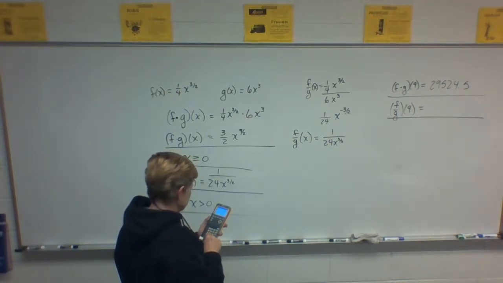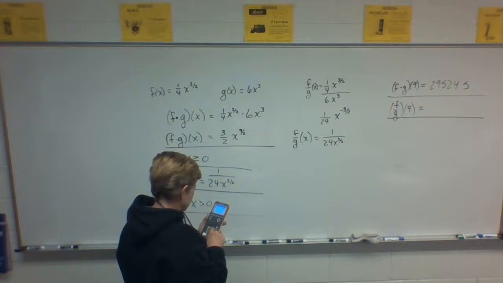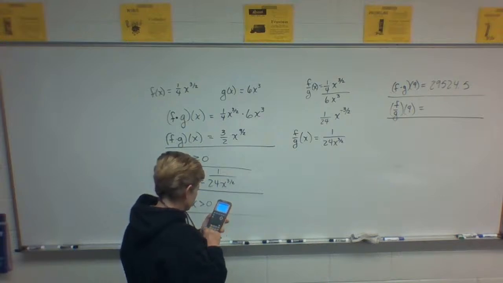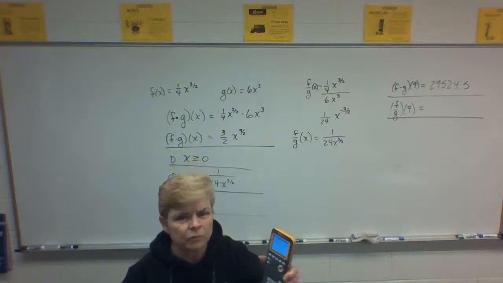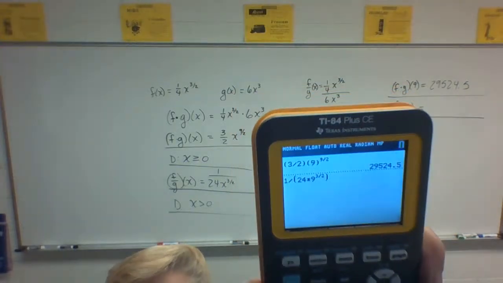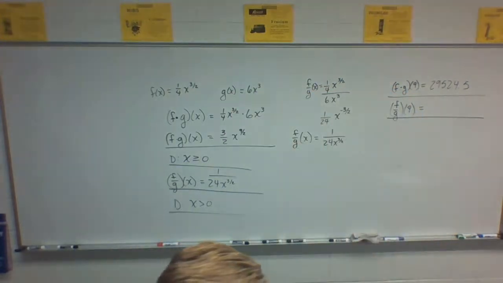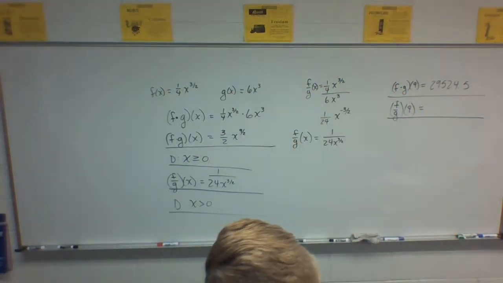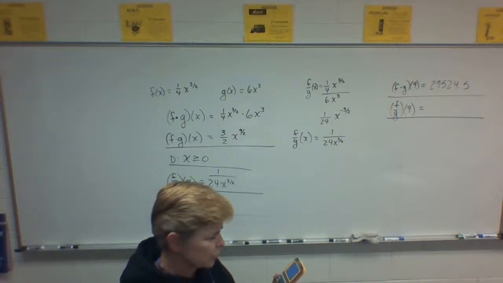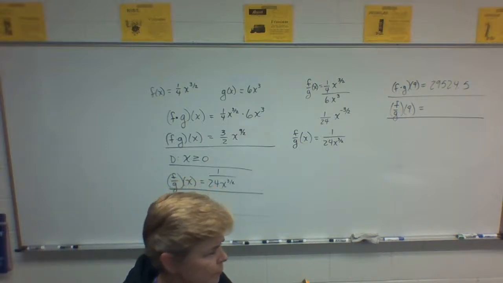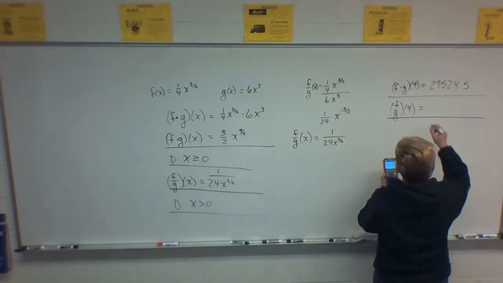divided by parenthesis 24 times 9 raised to the 3/2. Close the parenthesis. Get out of there and close the parenthesis like this. You can see that. And then enter. And I get a tiny number. Did you get a tiny number? 0.001543? That would be enough.